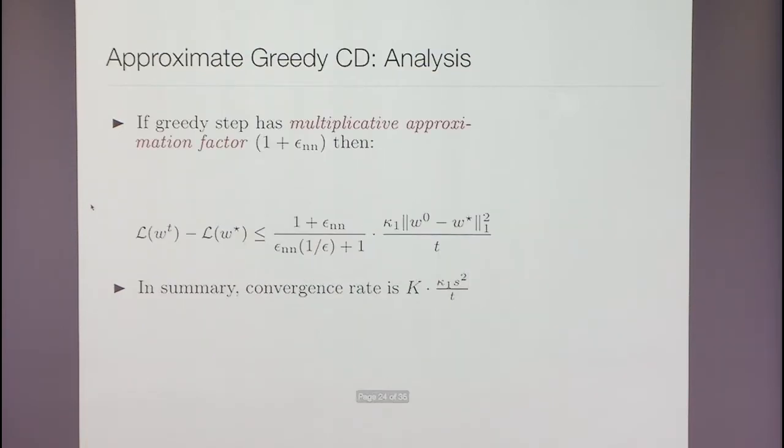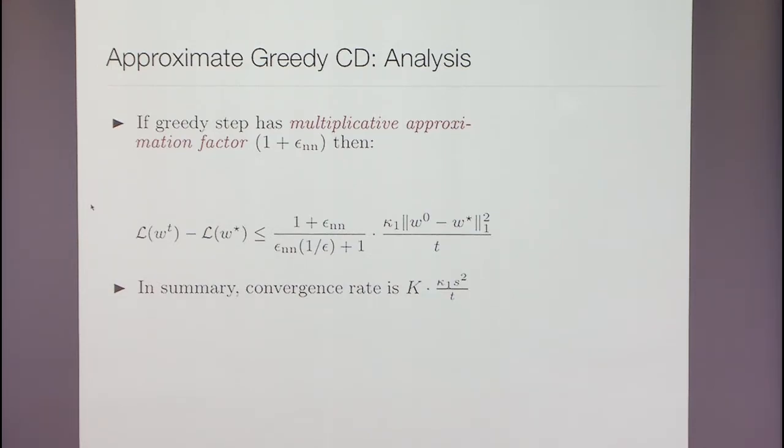And you can ask, given this approximation factor, if I give you a coordinate that's only the best in an approximation sense, will you still get something reasonable? In other words, would you still get this decay, the sublinear rate that does not depend on p? And the answer is yes. It scales up by a constant, and I won't get into the constant. So if your approximate nearest neighbor has some multiplicative approximation factor, then your sublinear rate just gets scaled by an appropriate function of this approximation factor. The key upshot of all of this is that your convergence rate, as a function of p, s and t, is still going to scale as s squared by t.